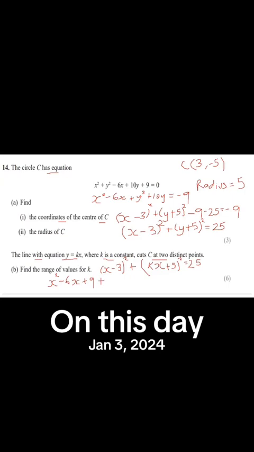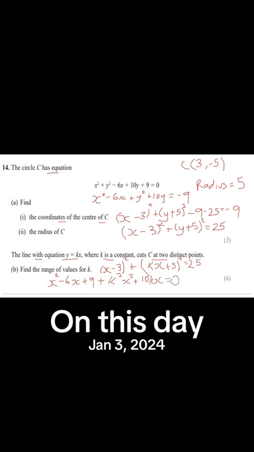If you expand this as a double bracket, it goes to k squared x squared plus 10kx plus 25 is equal to 25. I'm going to subtract 25 over both sides, so that will equal 0. Delete this. So this quadratic here will equal 0.